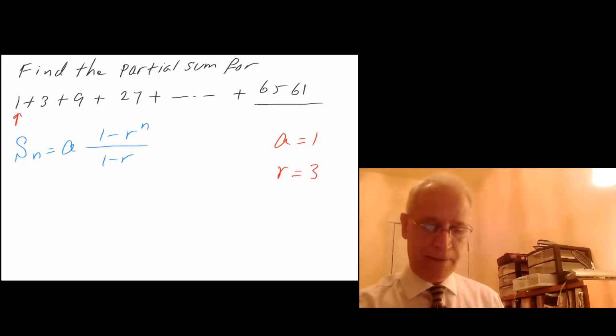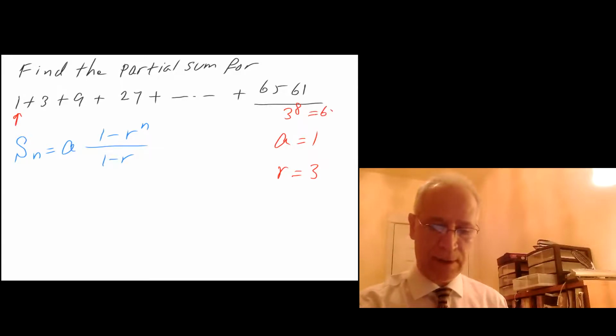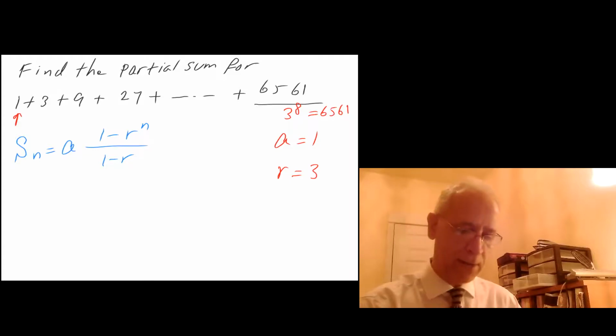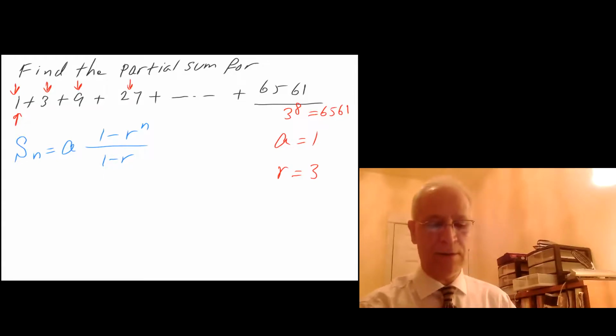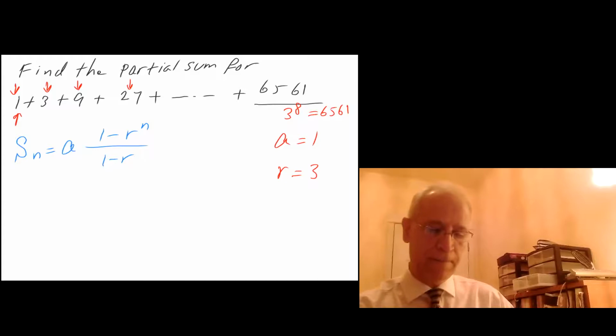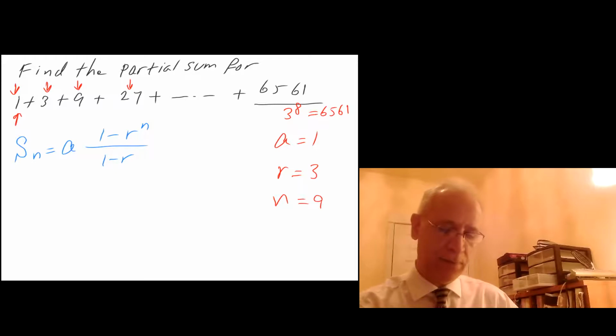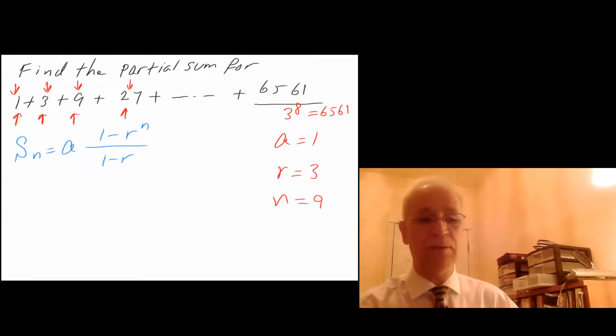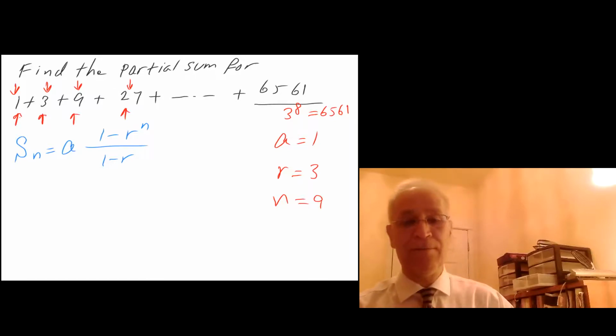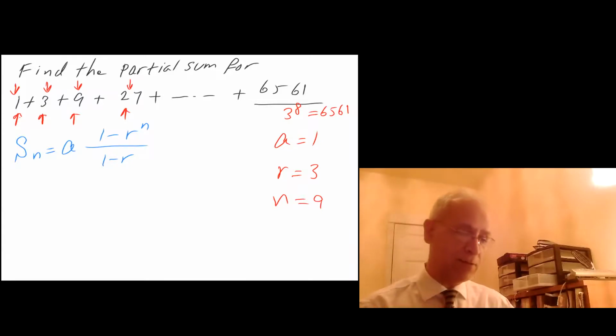I know that 3 to the power of 8 equals 6,561. Notice that right here I have 3 to the power of 0, then 3 to the power of 1, then 3 to the power of 2, and on and on. So my n must equal 9. This is my first term, 3 to the power of 0, 3 to the power of 1 is my second term, 3 to the power of 2 is my third term, 3 to the power of 3 is my fourth term. So 3 to the power of 8 must be my ninth term.